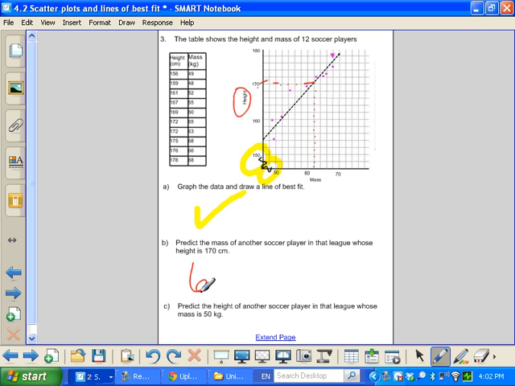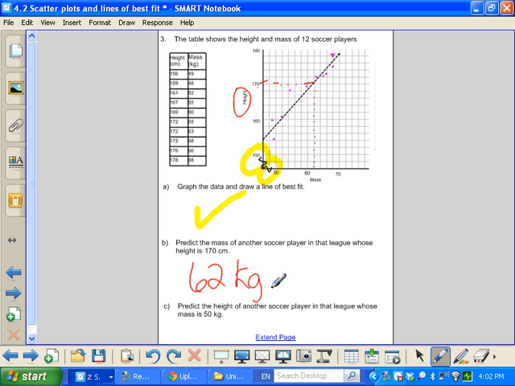Predicting the mass is as simple as just looking straight over and straight down. So the height, 170, look over towards the line of best fit. Once you hit the line of best fit, go straight down to the mass, 62 kilograms is a good prediction. And again, this is an approximate prediction because your line might be a little bit higher or lower, steeper or less steep. So whatever, we're close, around 62 kilograms.